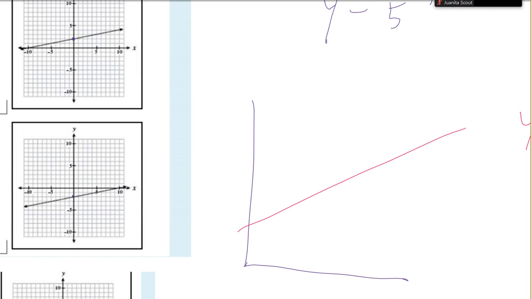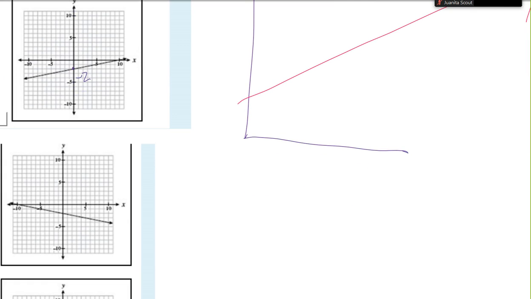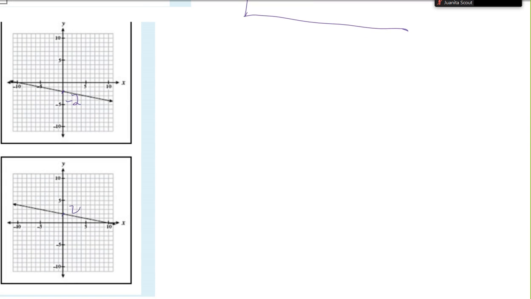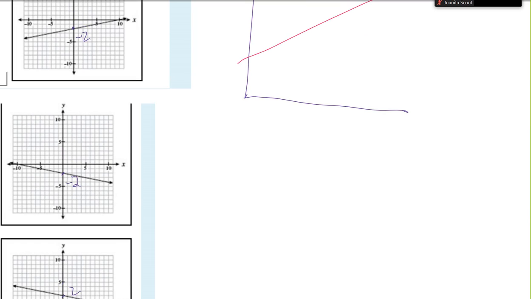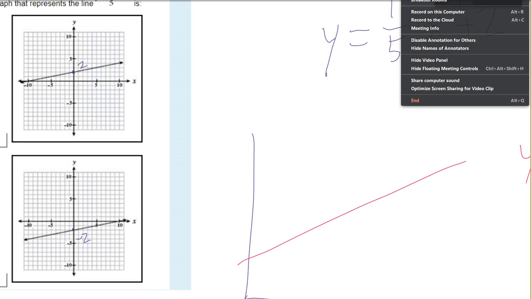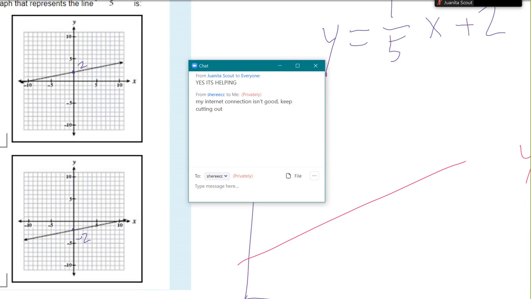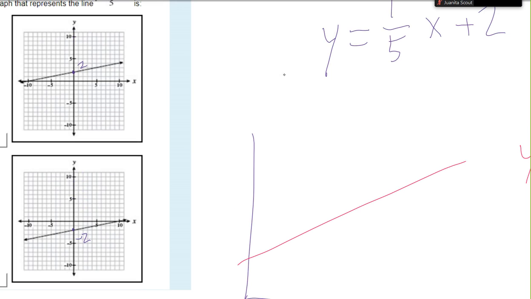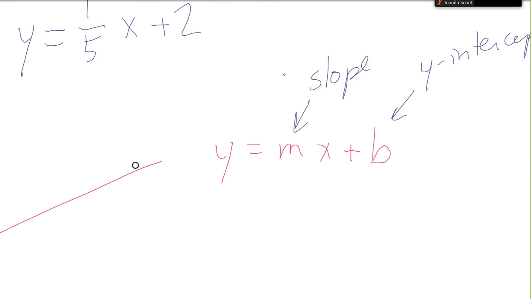And on this one here, it looks like it is 2. On this one here, it's negative 2. This one here, it's negative 2. And this one is 2, right? And so if we're trying to figure out what the equation of each of these graphs are, that number is going to be the part that is right here.